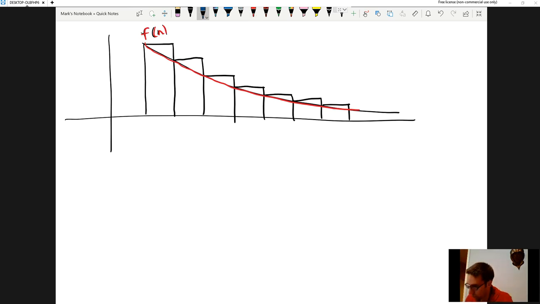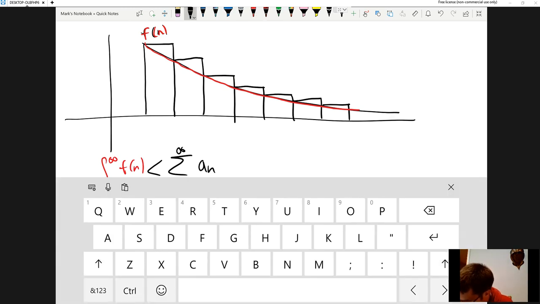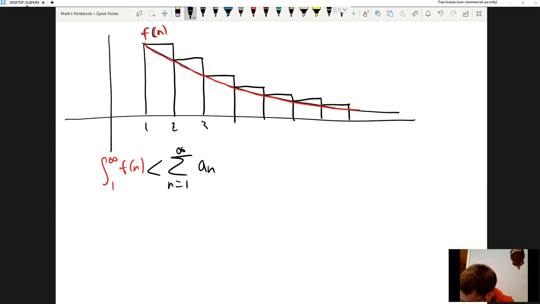And it's very clear that the sum from n equals 1 to infinity of a_n has definitely got to be bigger than the red area. It's got to be bigger than the integral from 1 to infinity of f of n, just because the rectangles are bigger than the area under the curve. And so let me label these x values 1, 2, 3, 4, 5, 6, 7, and so on.